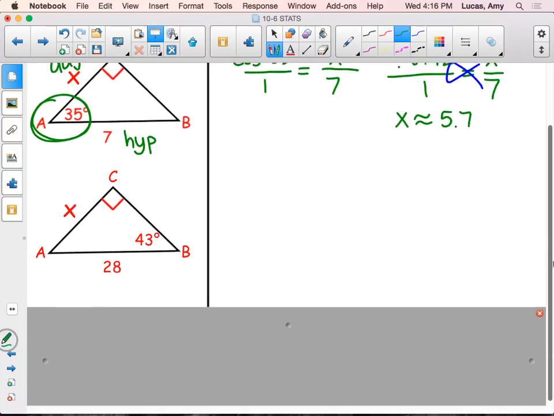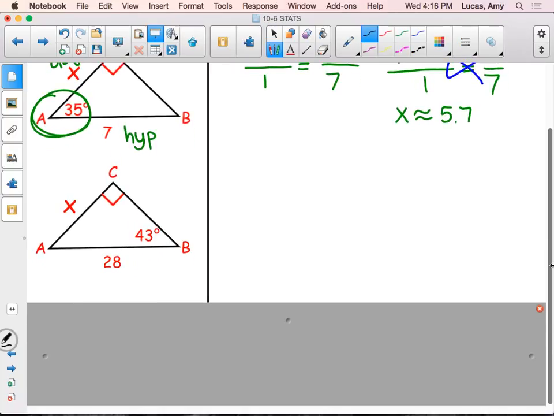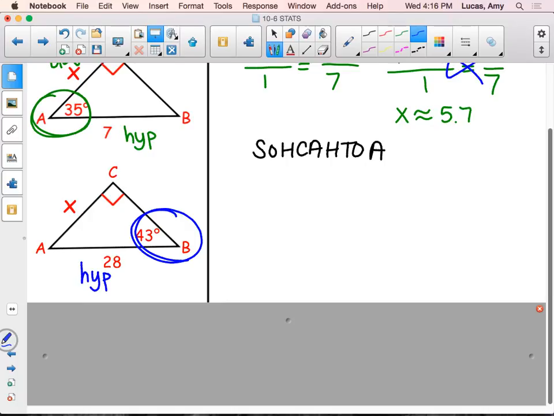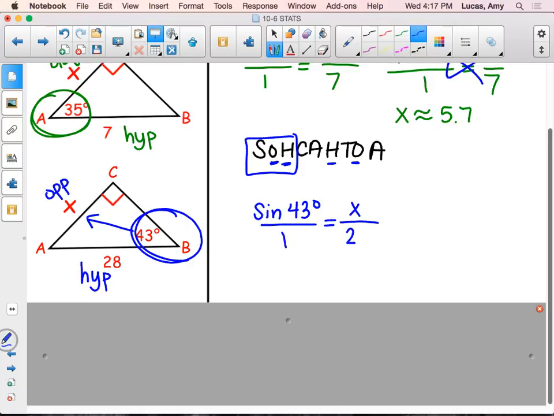Okay, my last problem. SOHCAHTOA. Reference angle, 43 degrees here at the B. My hypotenuse on this triangle is 28, and the x is the opposite side this time. So, opposite, hypotenuse, it has to be a sine. So, sine 43 degrees over 1 equals opposite, which is x, over the hypotenuse, 28.